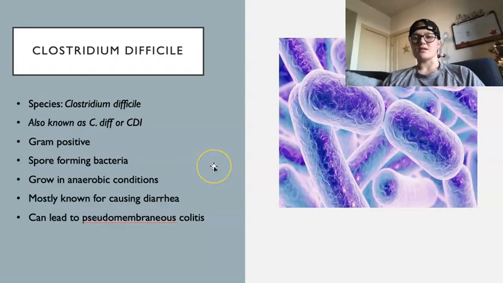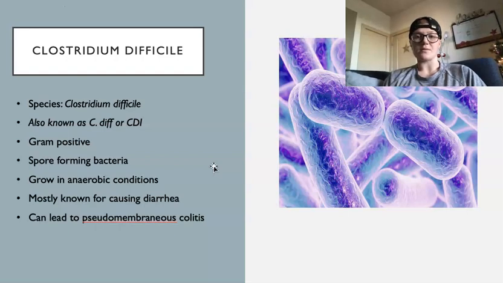Clostridium difficile colitis is also known as C. diff or CDI, and it is a gram-positive spore-forming bacteria that grows in anaerobic conditions. This is the most commonly diagnosed cause of infectious diarrhea in hospital patients today. C. diff can lead to pseudomembranous colitis, which is the inflammation of the colon due to overgrowth of C. diff bacteria.